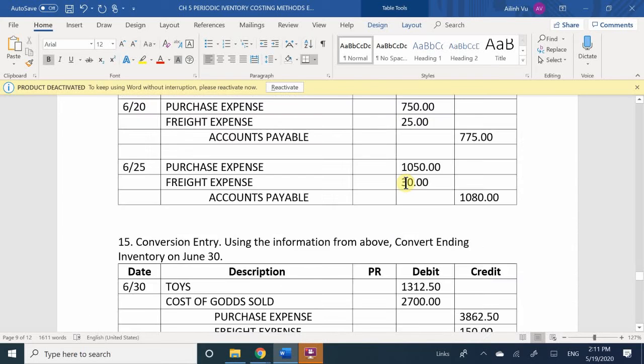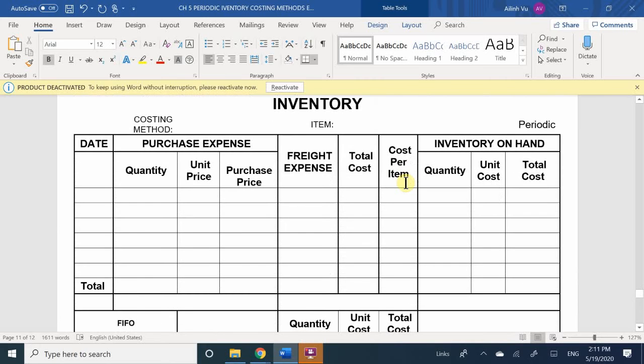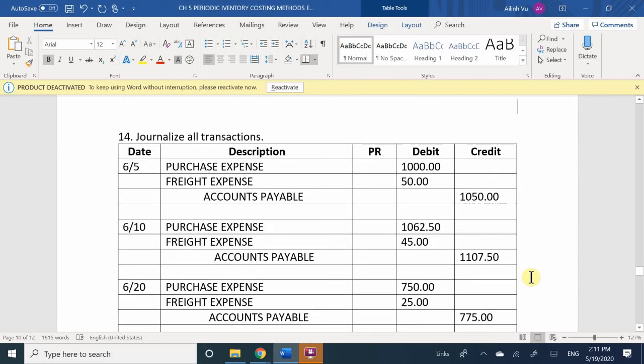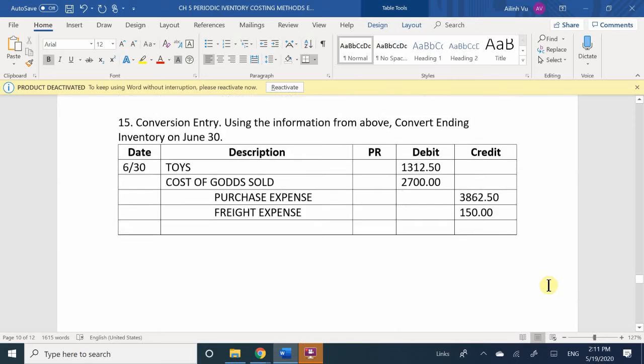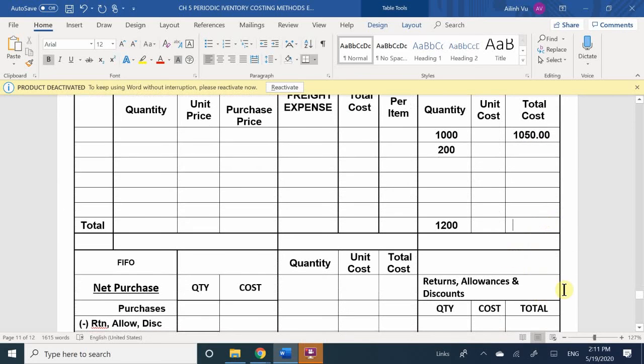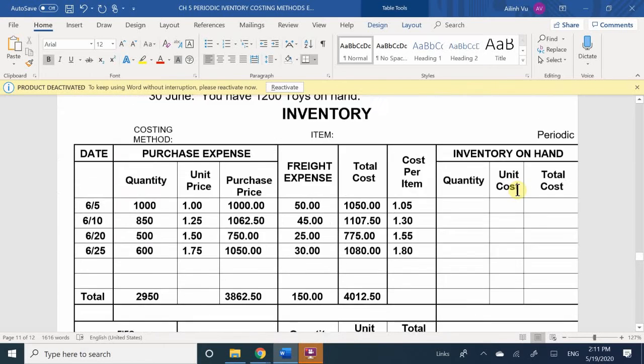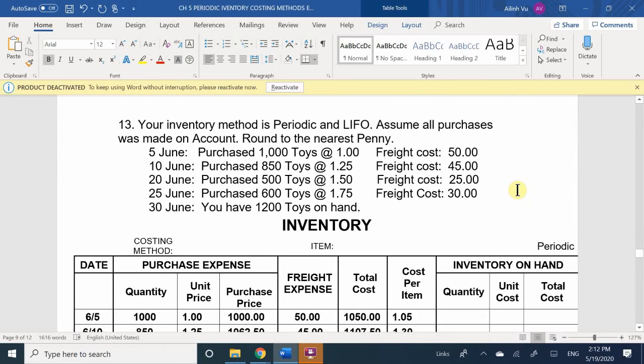Let's go ahead and fill that in. We had 1,000, and then this one's 200, and your total here is 1,200. And then what was the total of ending inventory? The value of inventory is 1312.50. If this one's from the first one, let's scroll up to make sure that's correct.